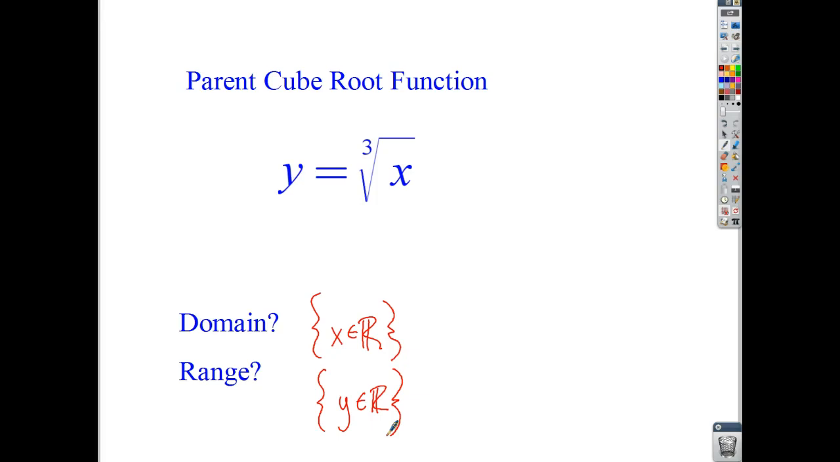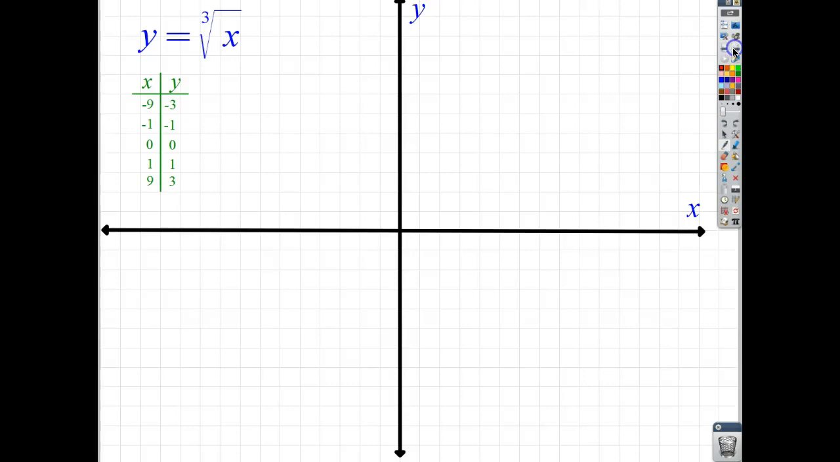What does this look like on a graph? I already prepared the input-output table there, so we're just going to graph this. If x is 0, the cube root of that is 0. Then I'm looking at -1. The cube root of -1 is going to be -1, and the cube root of... no, that should be 9. That's totally wrong. Okay, fixed.